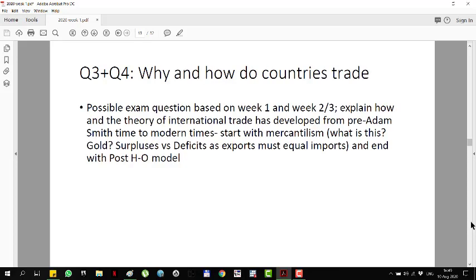Then you can go on to why and how countries trade, and that has to do with the trade models that we will be covering. This is an example I gave maybe last year, a possible question based on weeks 1, 2 and 3: explain how the theory of international trade has developed from pre-Adam Smith time to modern times. I say start with mercantilism, and we'll discuss what mercantilism is.